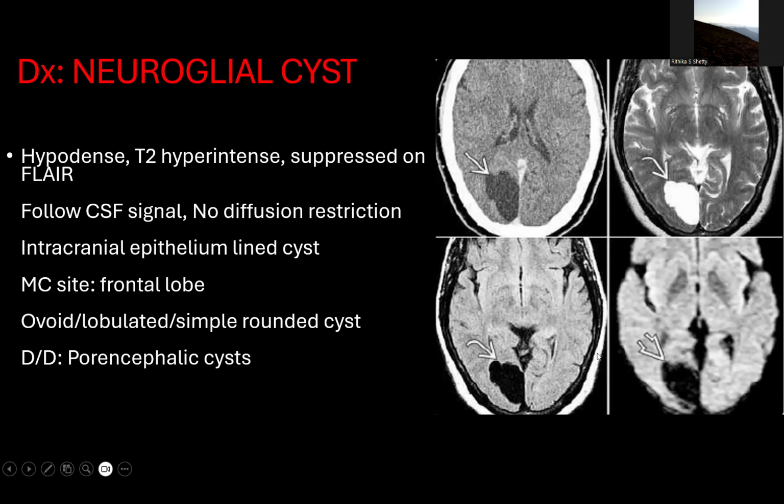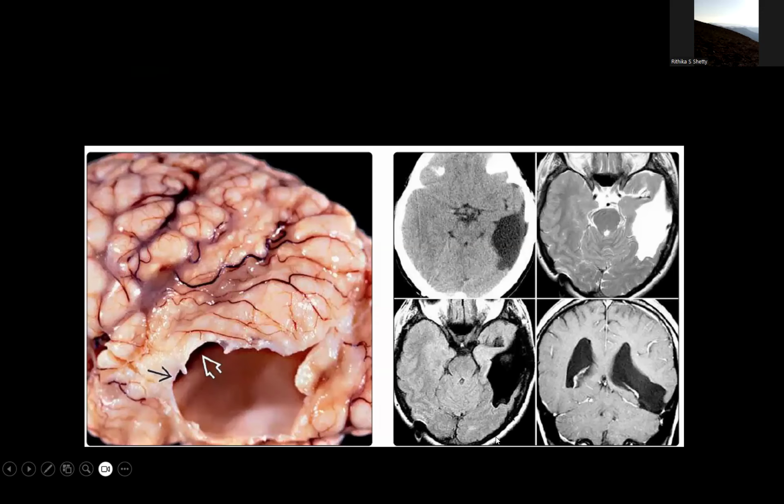So, as I told in the beginning, the most important DD for neuroglial cyst will be porencephalic cyst. And does anyone remember how we differentiate both? Correct. Porencephalic cyst will have communication with the ventricle, whereas neuroglial cyst will not have any communication. So here we can see a big cystic lesion which is hypodense on CT, T2 hyperintense, FLAIR may suppress, communicating with the ventricle. This is porencephalic cyst.